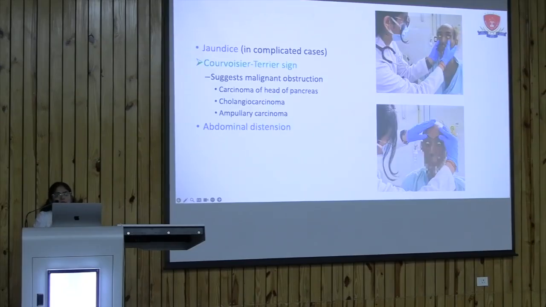Jaundice in complicated cases. Courvoisier-Terrier sign, or Courvoisier's law, states that a palpable gallbladder in presence of jaundice is seldom due to stone. The sign suggests malignant obstruction as seen in carcinoma of head of pancreas, cholangiocarcinoma, ampullary carcinoma. Abdominal distension is less common in uncomplicated cholecystitis.